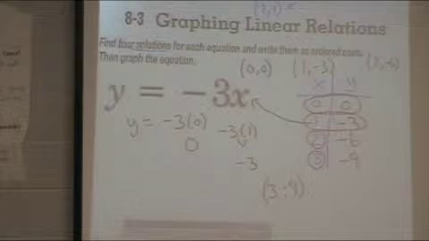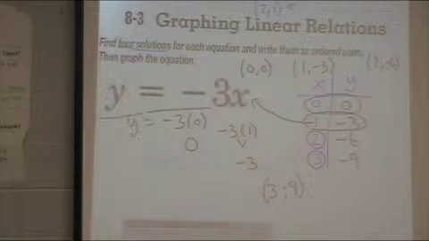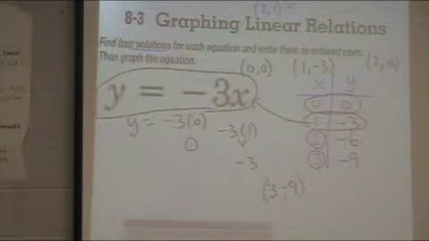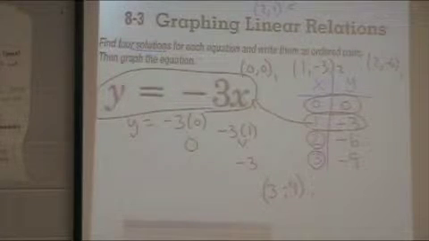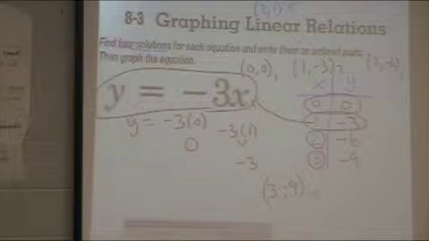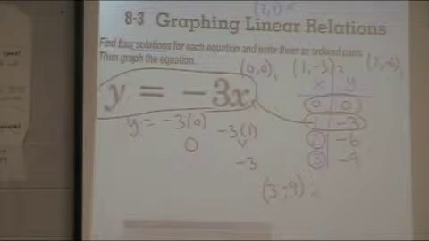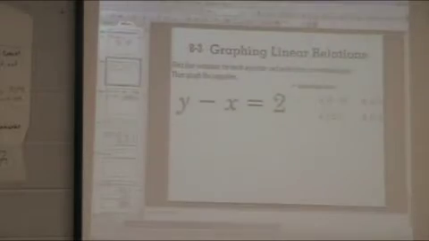So now we have 4 solutions to this equation, y equals negative 3x. This is our first one, second one, third one, and fourth one right here. Okay? Now write them down because we're going to go to a coordinate plane and we're going to graph them.